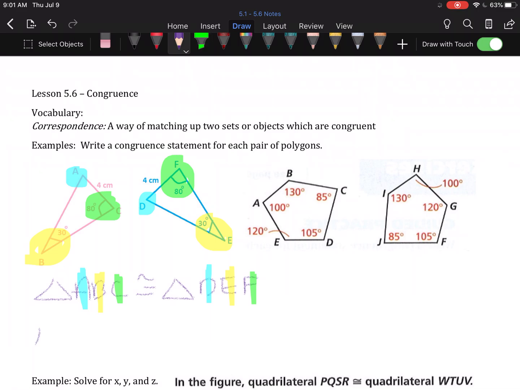So let's write another congruence statement. I'm going to do triangle BAC this time. So B is yellow, so the first letter in my second triangle has to be yellow, E. A is blue, so I need the blue from this angle, it's D. And then C is green, so I need the green angle, that's F.